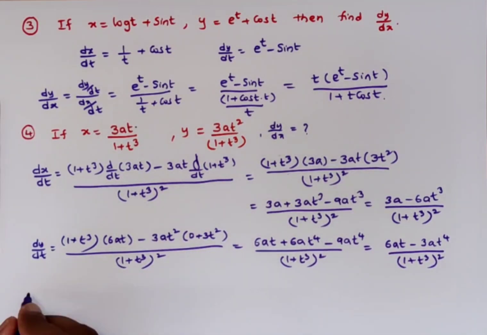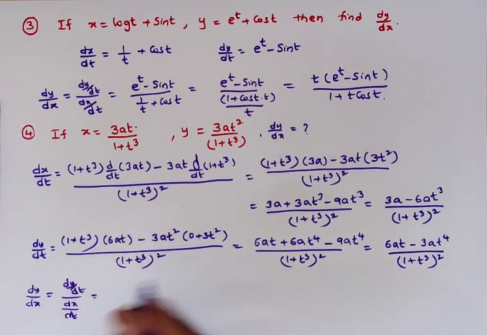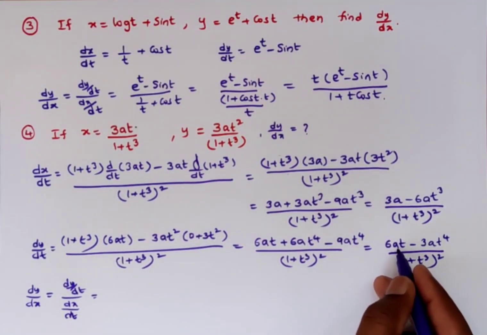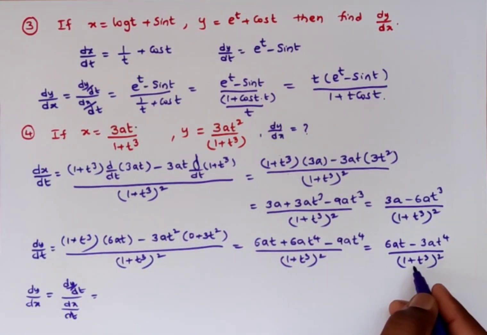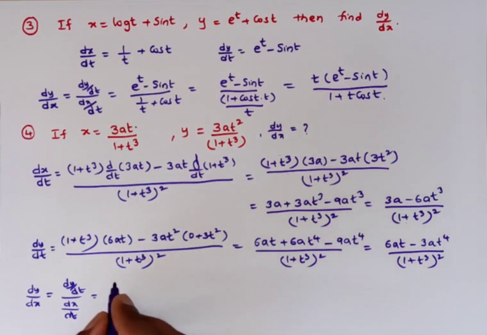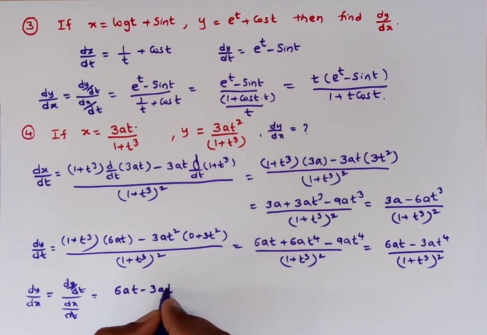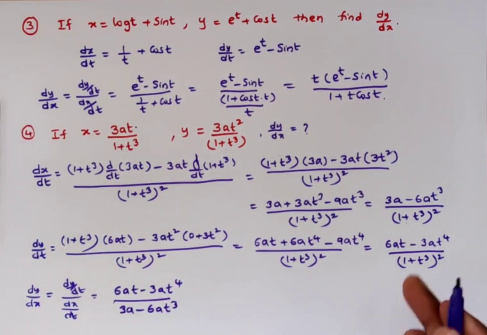But here we need to find dy by dx, right? So dy by dx is equal to dy by dt by dx by dt. Now replace these two values from this. So this is 6at minus 3a t to the power of 4 by 1 plus t cube whole square. In the denominator, both have the same term, so directly it is cancelled out. So just write it as 6at minus 3a into t to the power of 4 divided by 3a minus 6a t cube. Right? 1 plus t cube whole square, 1 plus t cube whole square, cancel this again.